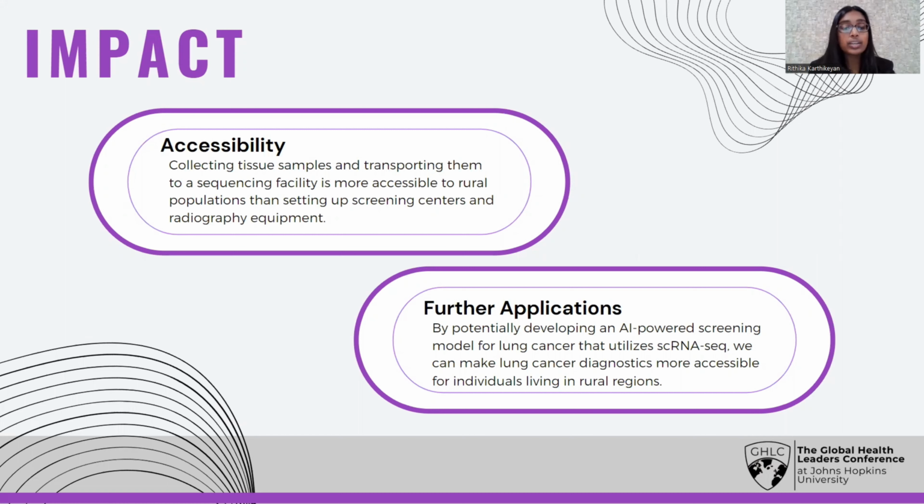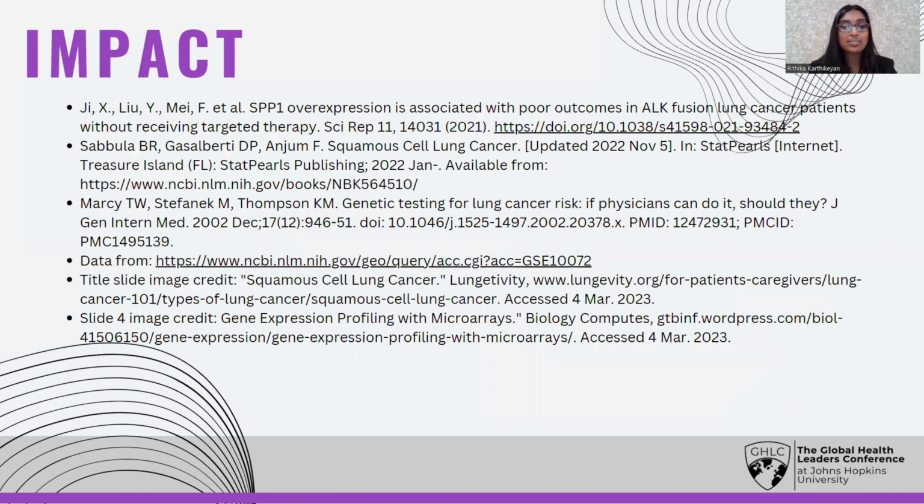scRNA sequencing-based screening is a lot more effective because physicians just need to collect tissue samples from where the patients are located and then can transport those samples to a laboratory elsewhere for testing. This is a lot more geographically accessible for patients, and because of that, more individuals will have the opportunity to be screened for lung cancer. To make this even more accessible and cost-effective, researchers can develop an AI-based model to analyze the sequencing data and provide a potential diagnosis. Here are my references.